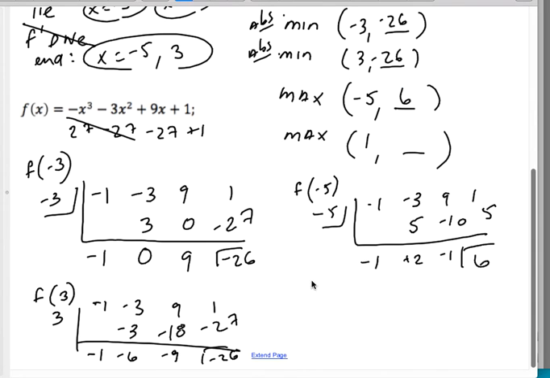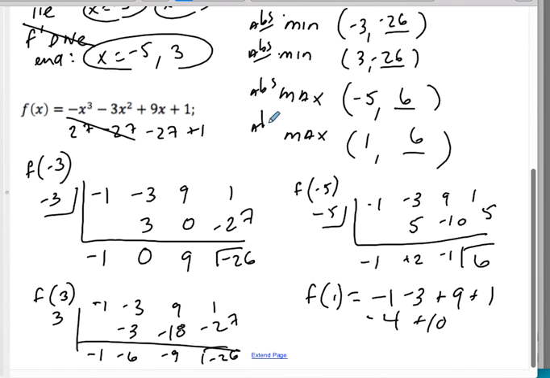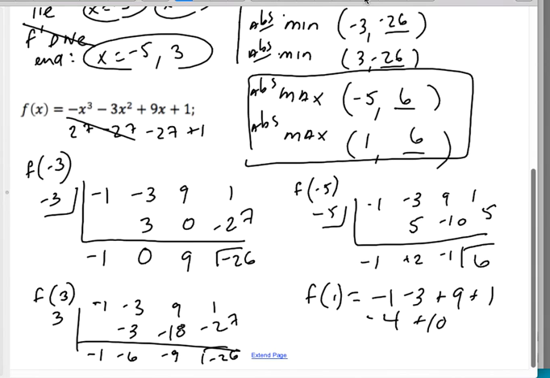And then for the 1, honestly, you could do whatever you want. F of 1 is pretty easy if you just want to plug in. You're getting a negative 1 minus a 3 plus a 9 plus a 1. That's a negative 4 plus a 10, so I get a 6. So it turns out that they're both the absolute max. Because they're the same value, they're both the absolute max, they're both the absolute min, and that's your problem.